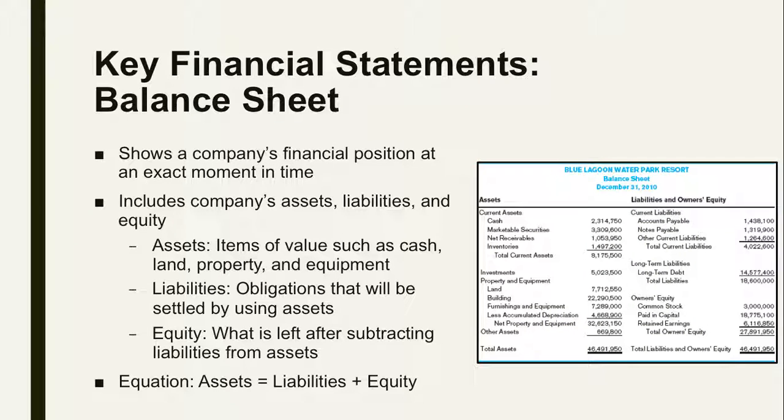One of the key financial statements is the balance sheet. The balance sheet shows the company's current financial position at an exact moment in time and shows the company's assets, liabilities, and equity. Assets include items such as cash, land, property, equipment, and other items of value. Liabilities are obligations that will be settled by using these assets, and the equity is what is left once you subtract liabilities from assets. In equation form, this can be calculated using assets equals liability plus equity. The balance sheet example on the right shows that each side of the statement ends up totaling the same number, making it balanced.